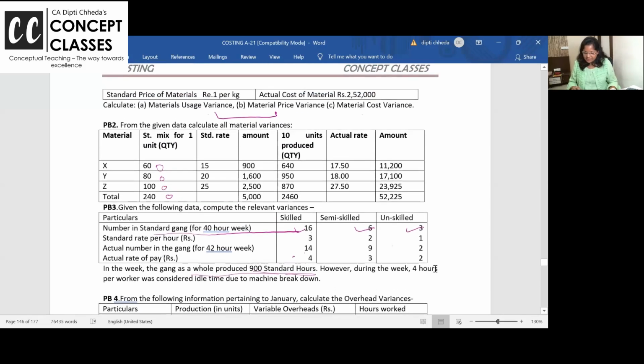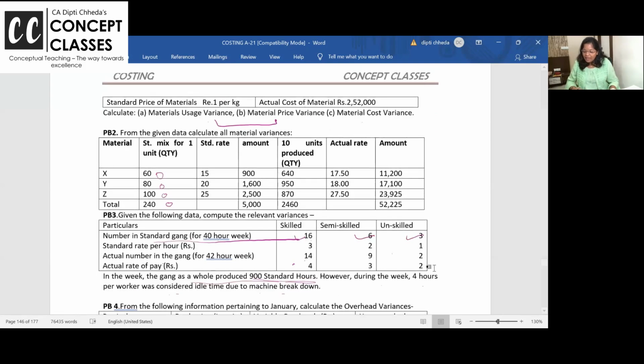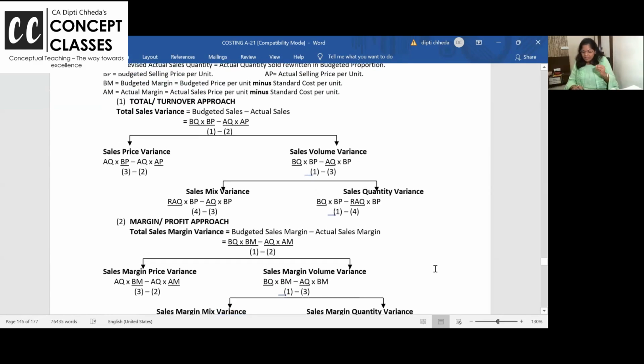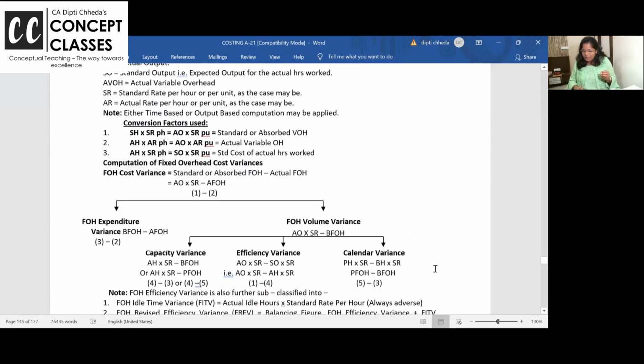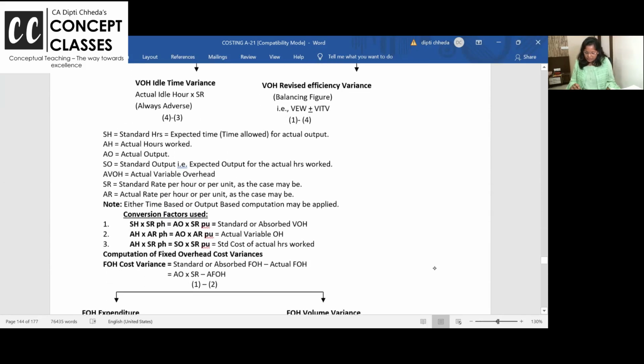read the problem. You know sometimes labor is wasted, there is idle time too. So how do we deal with idle time? Look at the screen. During the week, 4 hours per worker was considered idle time. And idle time is adverse, no? Idle time occurred because of machine breakdown, and it is going to be like waste. Look, so let us take it up here, all of you check with me.